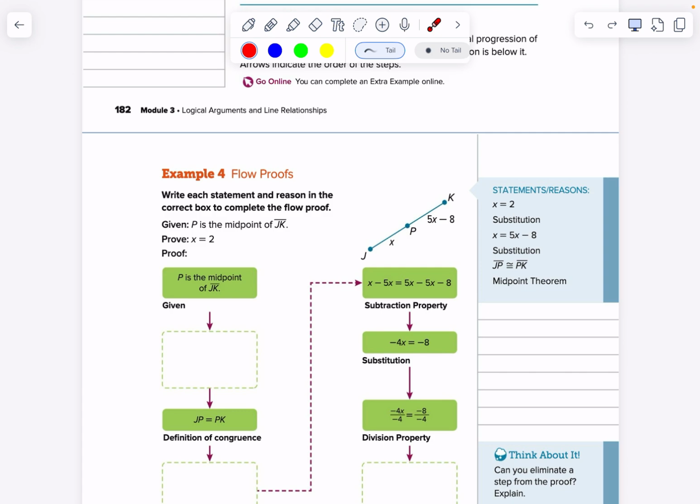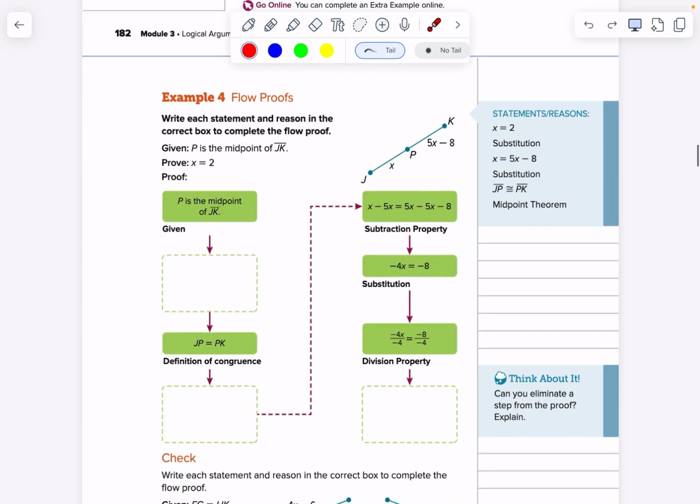Yes. Do we have to do proofs on our test? You have to do like 1 on your test, I think. Yes. Only, yeah, 1. You'll be fine. You'll be all right. You're all right.